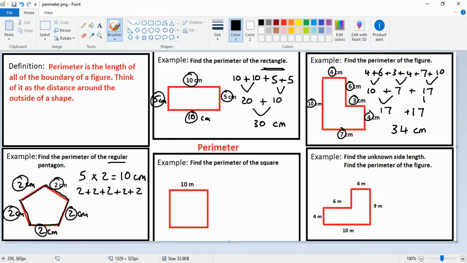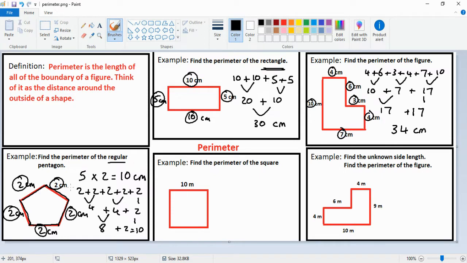Eventually, guys and girls, you just need to be moving on to your times tables. 2 plus 2 is 4. 2 plus 2 is 4. Bring this 2 down. 4 plus 4 is 8. Bring the 2 down. 8 plus 2 is 10. Takes a bit longer that way, but we still get there. 10 centimeters as your perimeter.